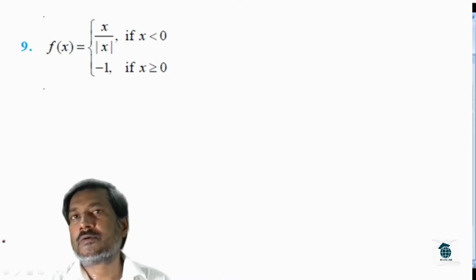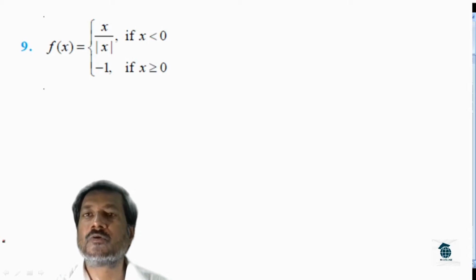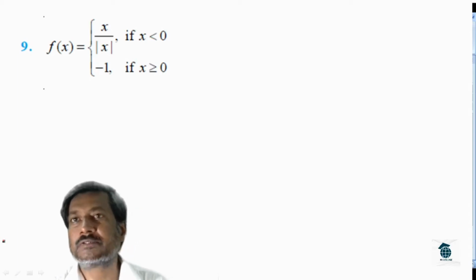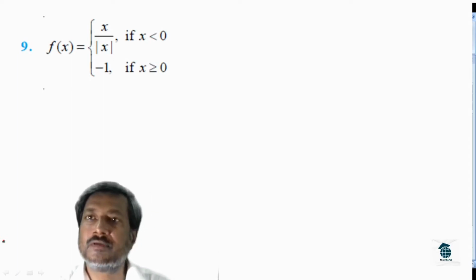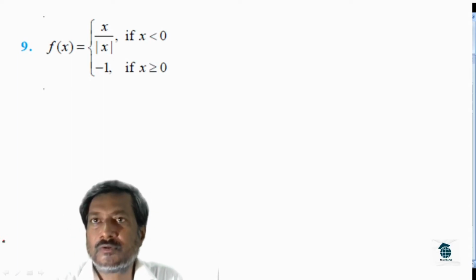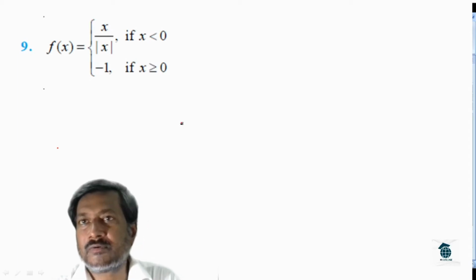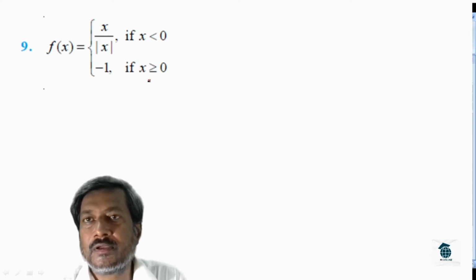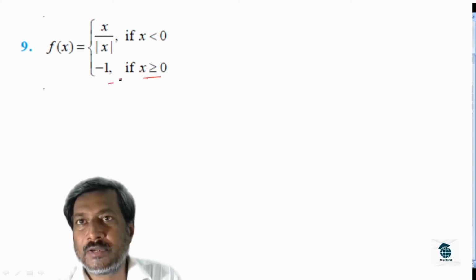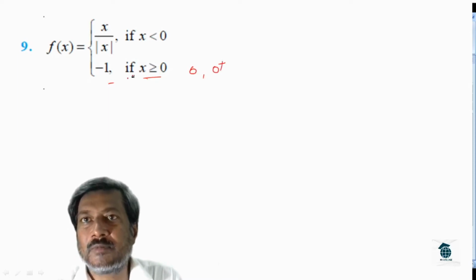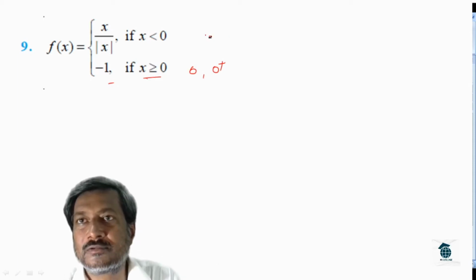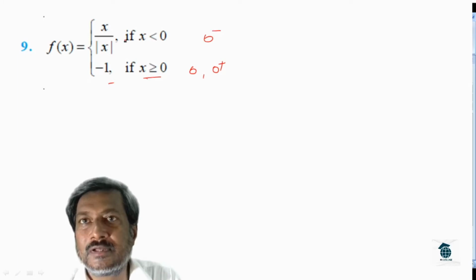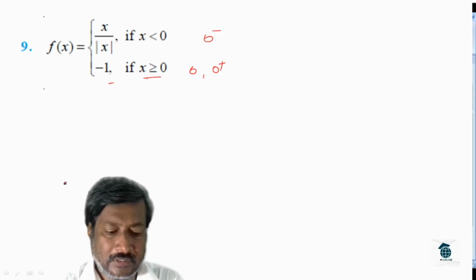So here also the given function is f(x) equal to x upon modulus of x if x less than 0, and equal to minus 1 if x greater than or equal to 0. We have to check the continuity of this function at x equal to 0. Greater than 0 means it is equal to minus 1, that is at 0 and 0 plus you have to consider minus 1, and less than 0 means 0 minus you have to consider x upon modulus of x.